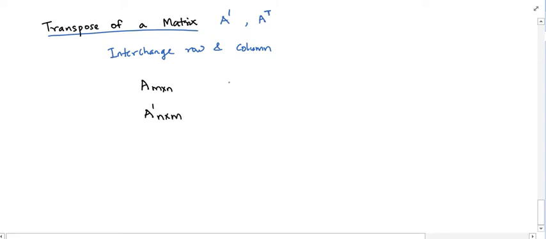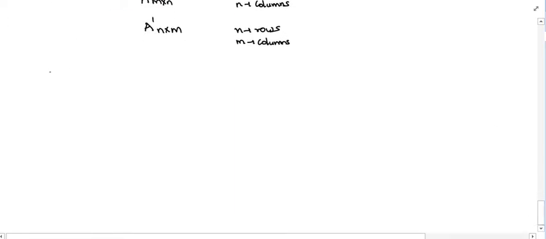When A is a matrix of order m by n, there will be m rows and n columns. Okay, in the transpose it becomes reversed. It becomes n rows and m columns. Okay, let us understand this with the help of an example.